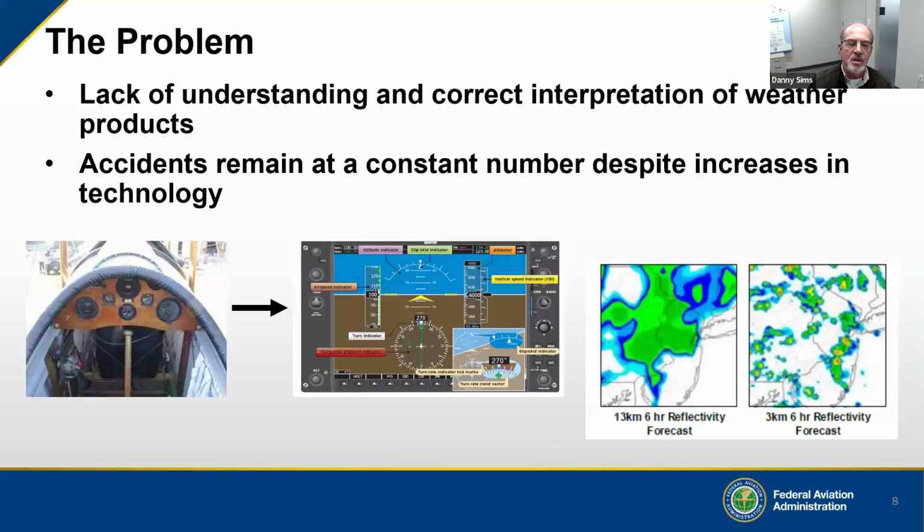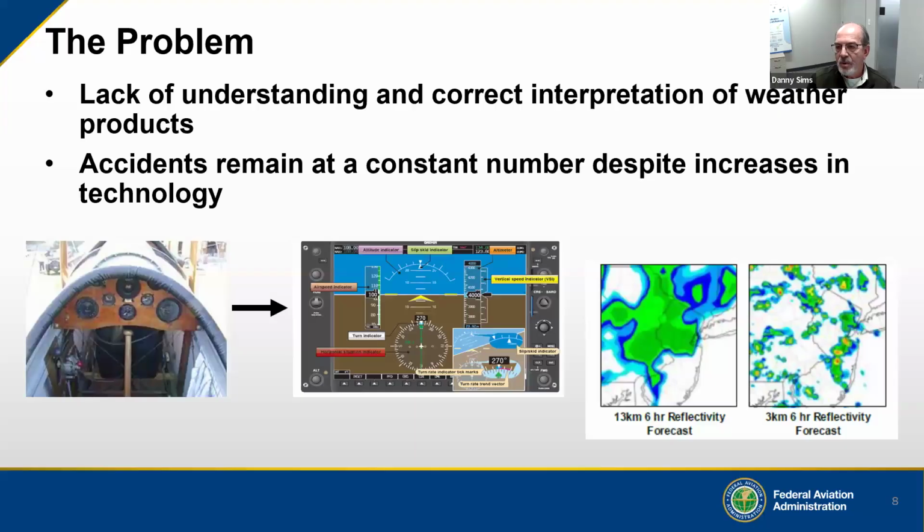And so we ask ourselves, why is that? So we know there's a lack of understanding of the correct interpretation of weather products. We know the accidents are remaining at a constant number despite increases in technology. I mean, the cockpit has improved, look at the lower left, from what was once to what we are now. Great improvements. Weather products have improved.